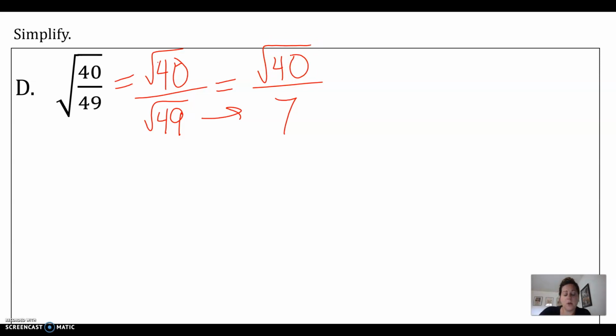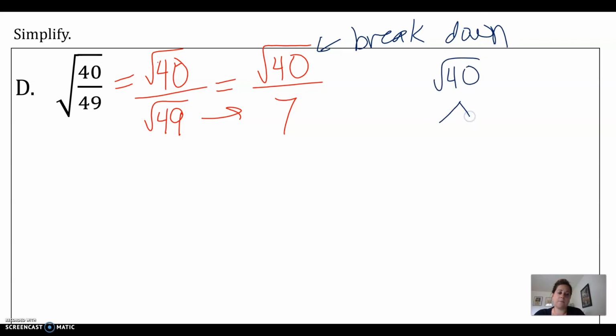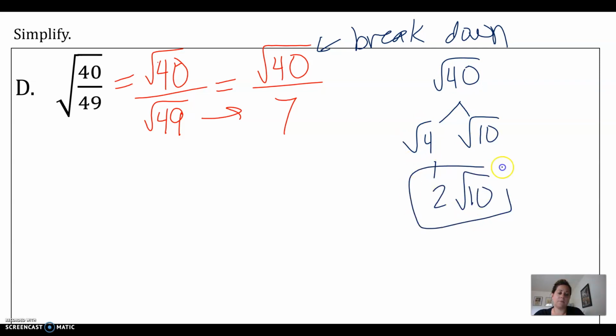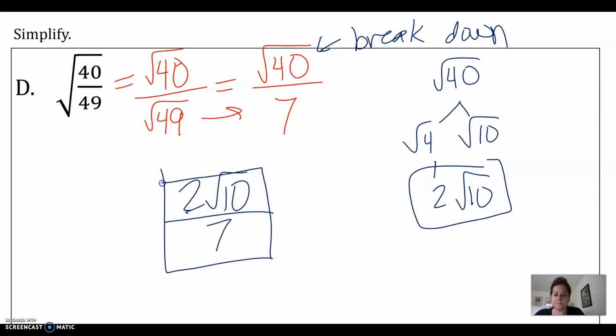So if you look at this problem, you already have a whole number on the bottom, so you do not need to rationalize it. But what you do need to do, as I know you're all thinking this, is you need to break down 40. So 40 is 4 and 10, so you get 2 radical 10, which is now going to be my numerator, and the 7 still stays. And I don't think you can reduce 2/7. So there's your answer. So these 4 problems were all about rationalizing the denominator.